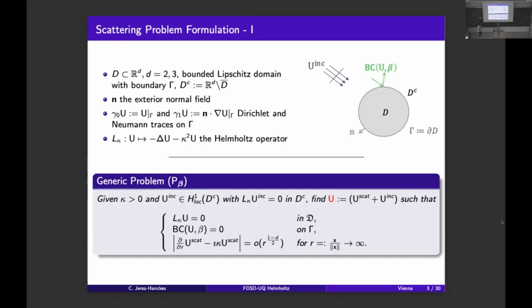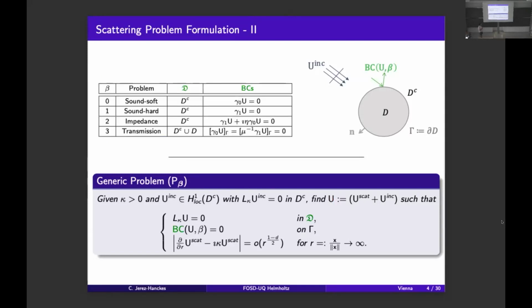here with some boundary condition that will depend on the different cases, where U is the scattered field plus the incoming wave, with the incoming wave in this case, for simplicity, assumed to satisfy the homogeneous equation. And of course, because the domain is unbounded, you need to include some Sommerfeld radiation condition here.